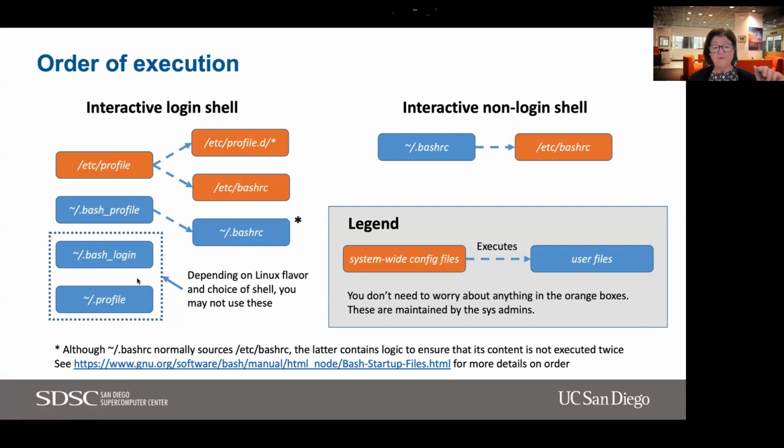Depending on Linux, you may or may not use these. I think on Expanse you use both of these. And so you don't have to worry about the orange, and be careful what you put into the blue, and make sure it's what you truly want. For example, we have recommendations on how to install and run your own Anaconda environment, and we don't recommend you put it in your local shell, your .bashrc or .bash_profile, because every time you log in, it takes a long time to launch that environment. We recommend that you launch it separately with other commands.